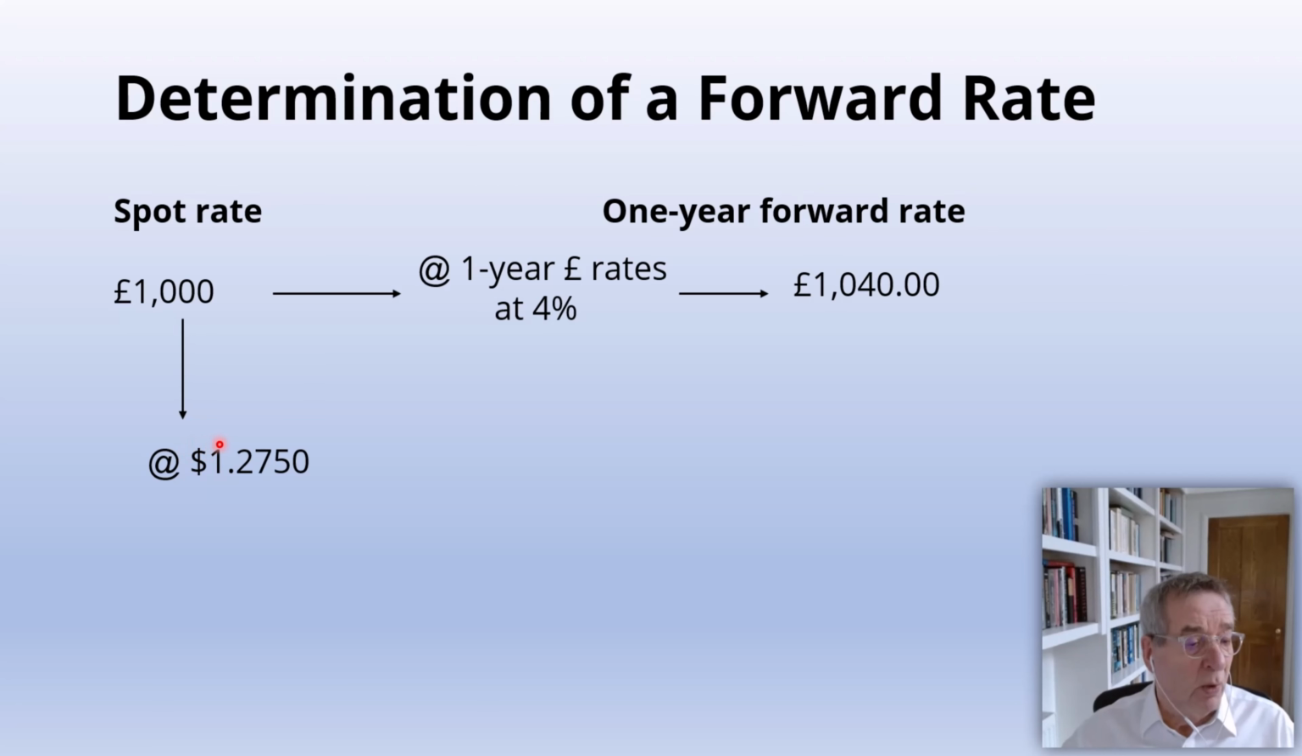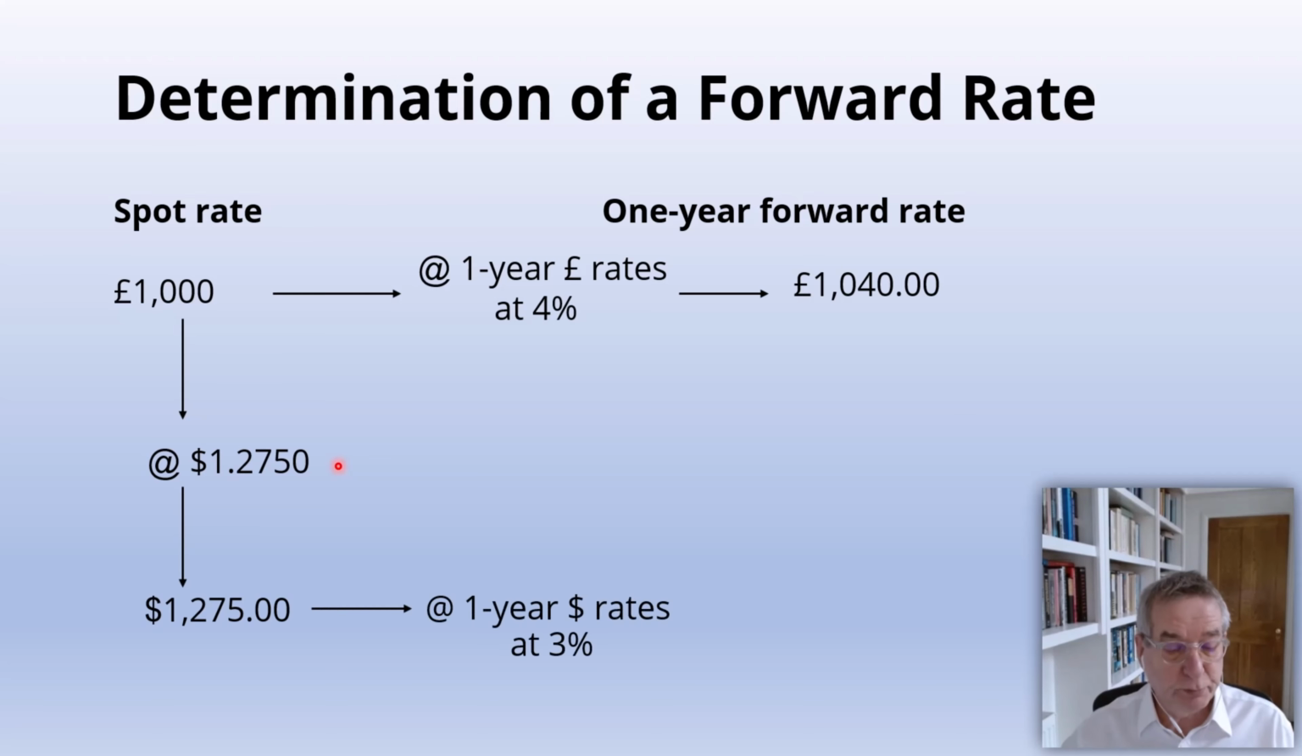Let's suppose, though, on the other hand, that the £1,000 is converted at the current spot rate, which is, let's say, 1.2750. That would then result in $1,275. Let's now suppose that that could earn 3% in a US dollar interest-bearing account. Once again, the idea of no compounding of interest.